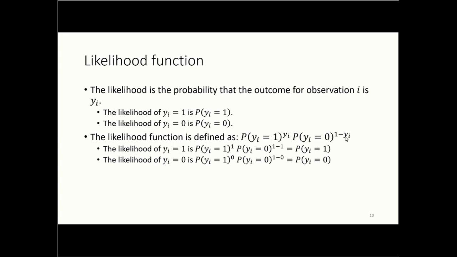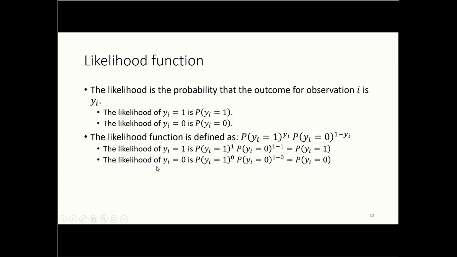So let's check that it works for both of the outcomes that we have. Now, what is the likelihood or what is the probability that y would be equal to 1? Well, let's replace in this function y being equal to 1. So here we have the probability of y equals 1 to the power of 1 times the probability of y equals 0 to the power of 1 minus y, but this y is equal to 1. So here we would have to the power of 0, this expression would be equal to 1. And so we would have basically the probability of y equals 1.